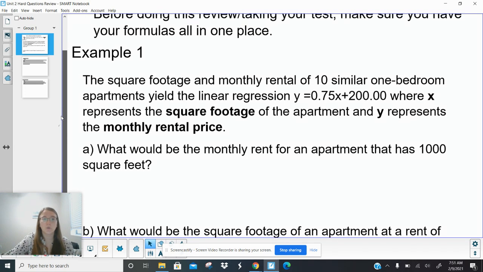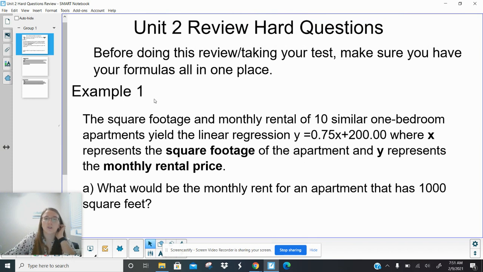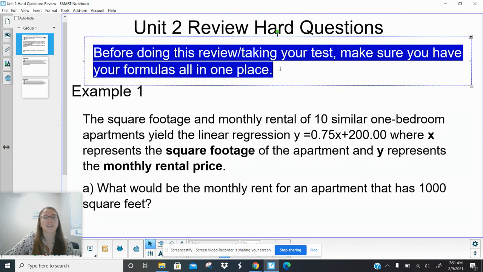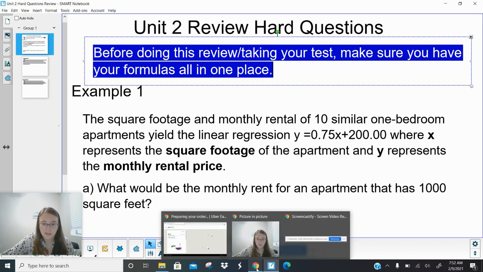So I would consider this one of the harder questions. Oh, actually, backtrack. Before doing this review or taking your test, make sure your formulas are all in one place. So again, guys, in Canvas, I just realized.